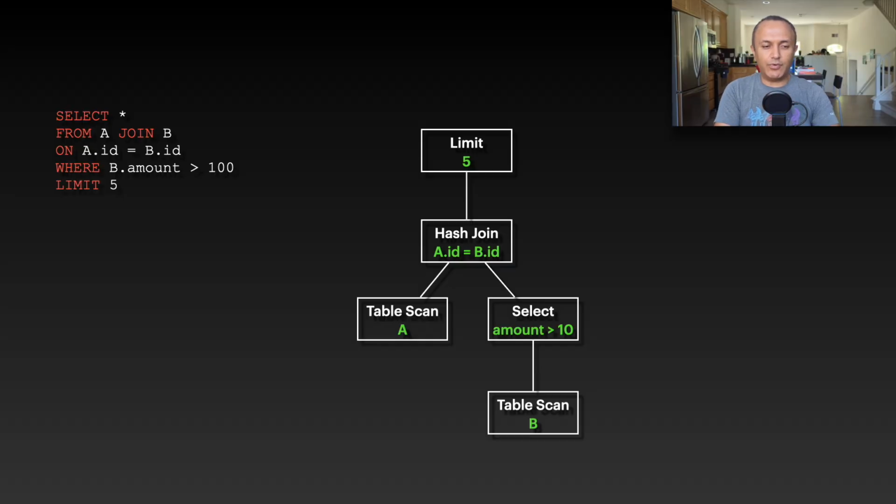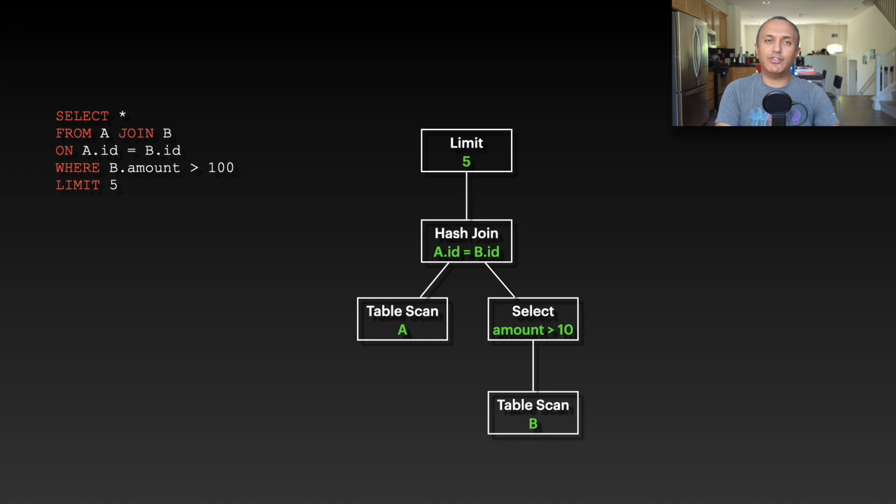So here we have this query that selects from two tables joined on some condition, and then we have a selection predicate on table b.amount is greater than 100, and then we have a limit 5. So this is what the execution plan might look like. So we have the operations organized in a tree. One thing to remember as well that we mentioned before is that this execution plan is a physical plan.